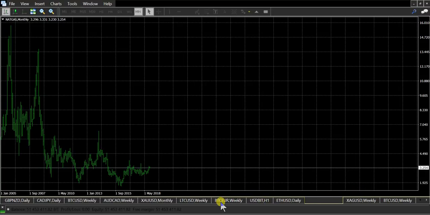What else we got? I've got too many more symbols out here. I just do a lot of duplicate symbols. I don't trade all these symbols.